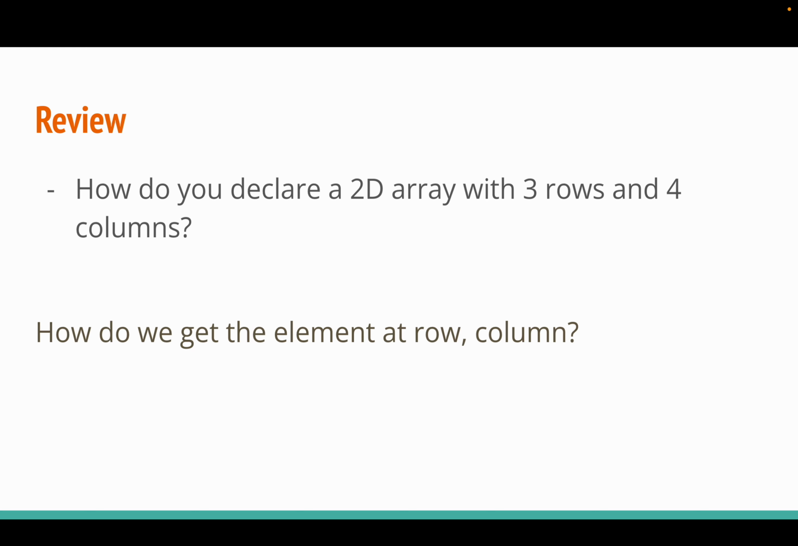As some quick review, two questions. 1. How do you declare a 2D array with 3 rows and 4 columns? And 2. How do we get the element at row, column? Pause now and try to answer both of these questions.